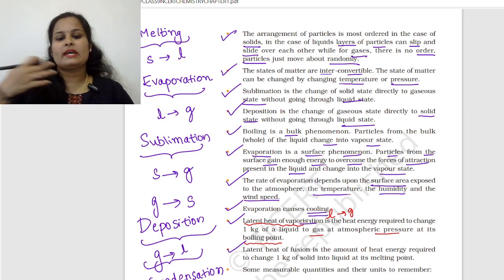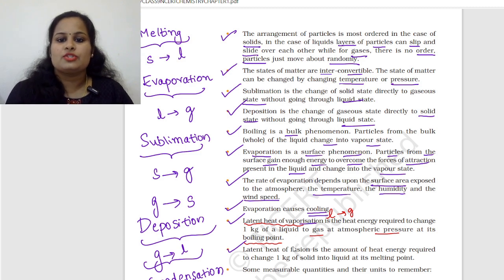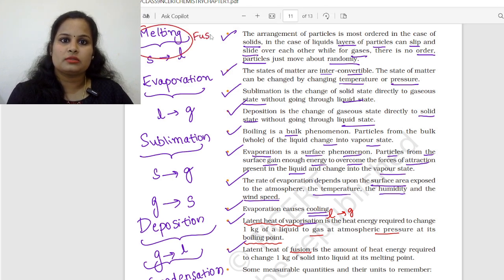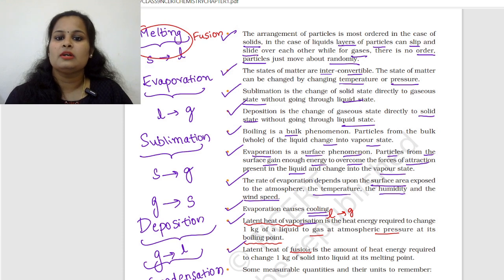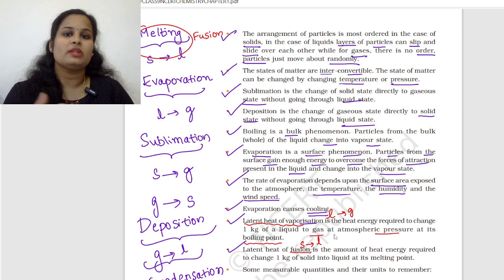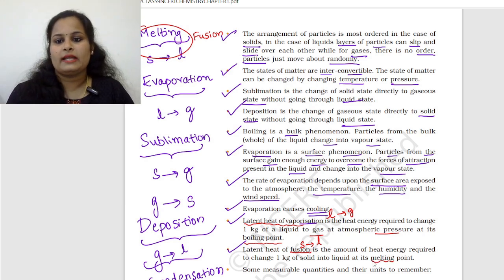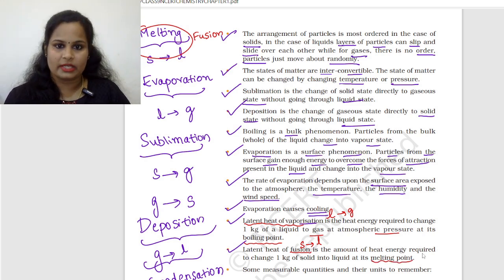The same way we can define latent heat of fusion. Here and there you need to change the keywords, right? So fusion is sometimes called melting. This is fusion. All right, so fusion is nothing but solid getting converted into liquid. So the amount of heat energy which is required to convert a unit mass. Suppose you have 1 kg of solid and you need to convert it into a liquid state. And this happens at its melting point at the normal atmospheric pressure. I hope this is very much clear.